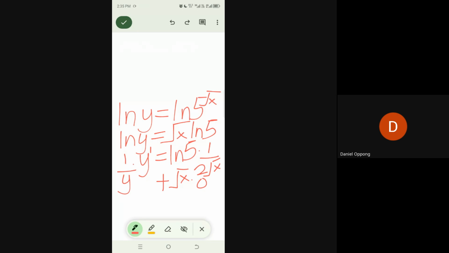so now what you will do is that you multiply both sides by y, so that you would have your y prime equal to y ln 5 times 1 over 2 root x.